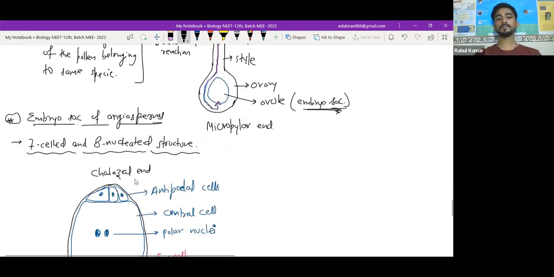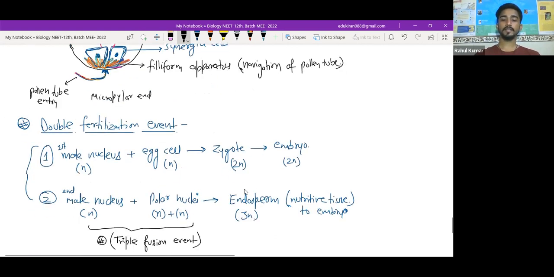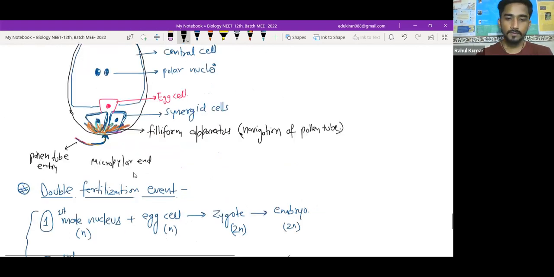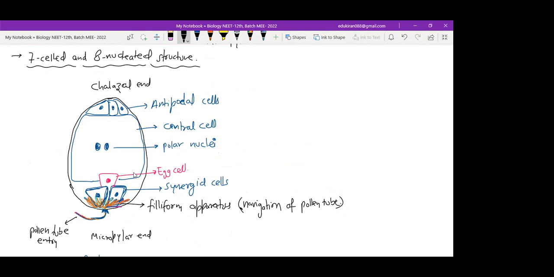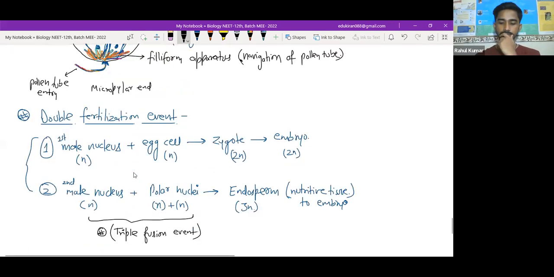Now, quickly draw this structure and write these two fertilization events. They both are happening in the embryo sac. Draw this and let me know. Also, this is written. Is it clear? Is it written? Shall I move forward?